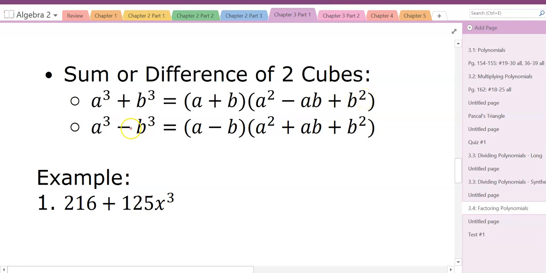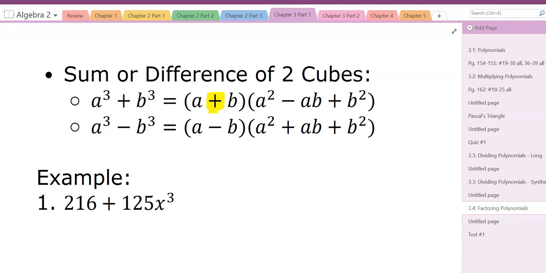The difference factored form looks a lot like the sum, except some of your signs have changed. Notice how it started a plus b and it becomes a minus b for the difference. And in the sum, this one was negative, and in the second one, it's positive. So there's just a couple of sign changes that happen with them, but they're really similar in how they work.